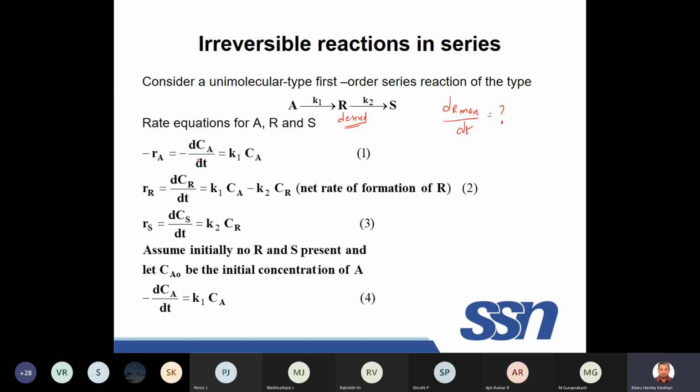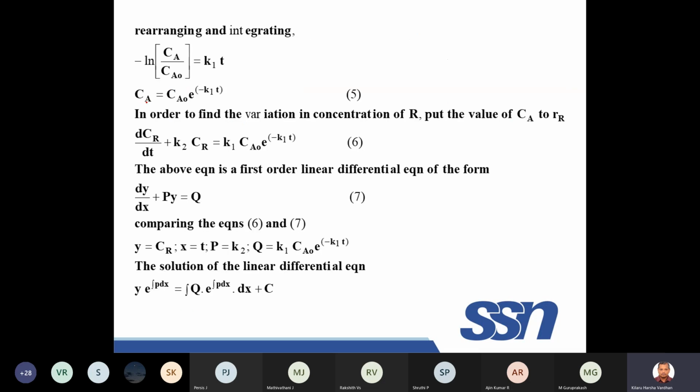Then you get an expression. For the first equation, if you integrate by taking all the CA terms to one side and dt terms to the other side, then this is what you get. Let CA0 be the initial concentration of A. When there is an initial concentration CA0, practically there is no R and S formed, because the entire thing present is only A. If you do that integration, you are left with CA equals CA0 into e power minus K1t. This is a very important expression from the first equation.